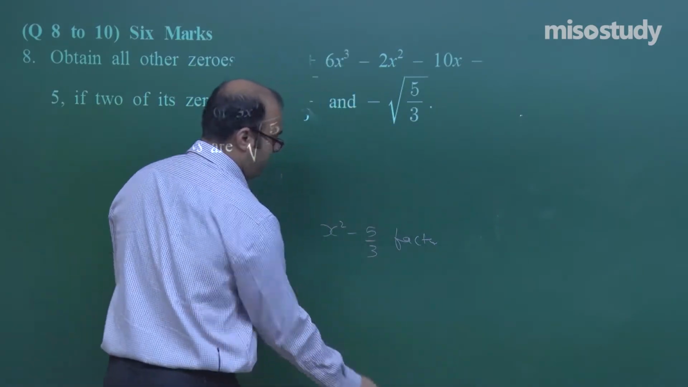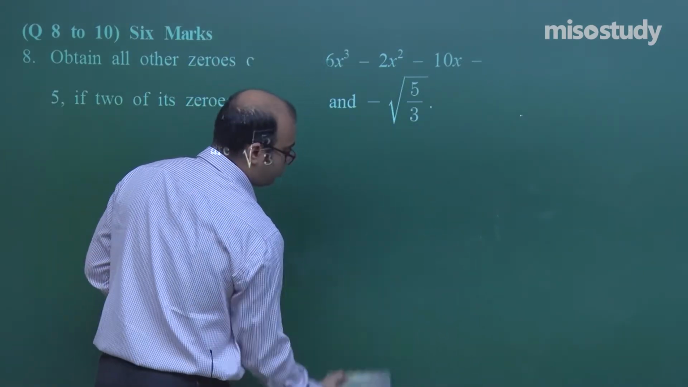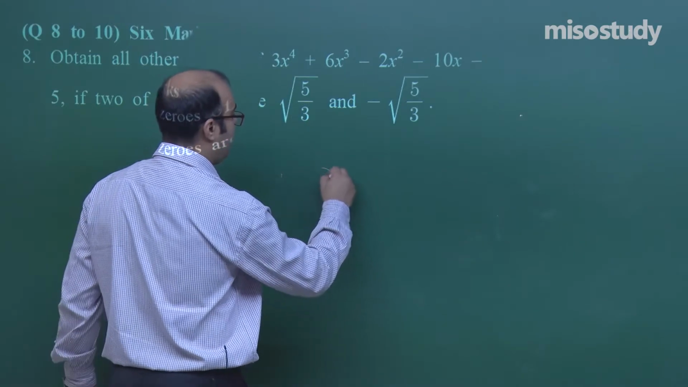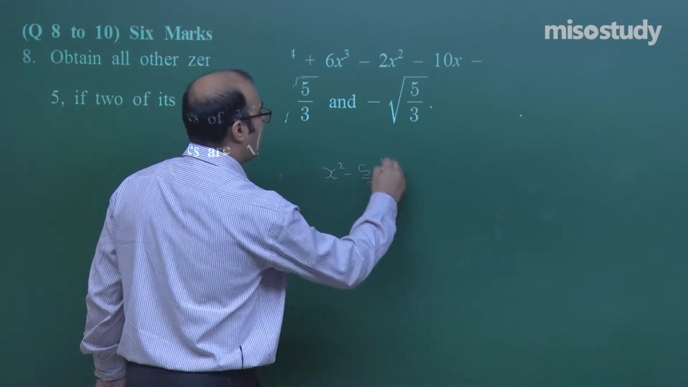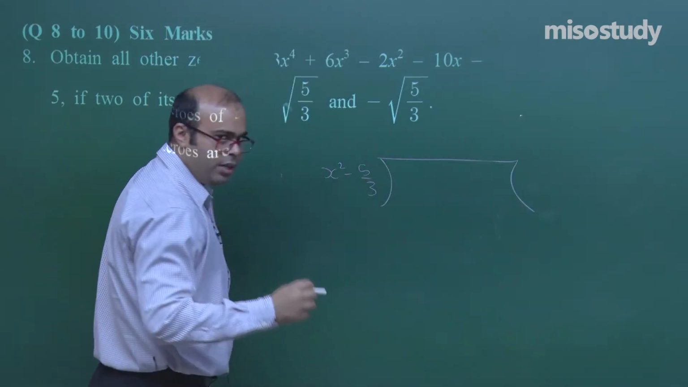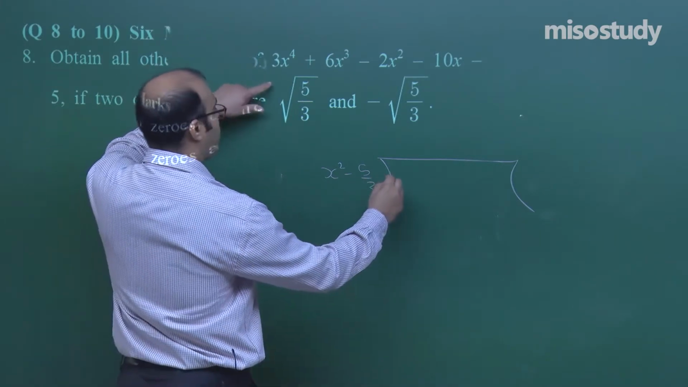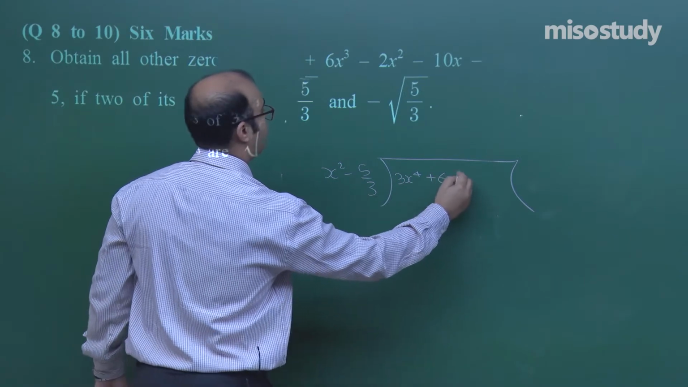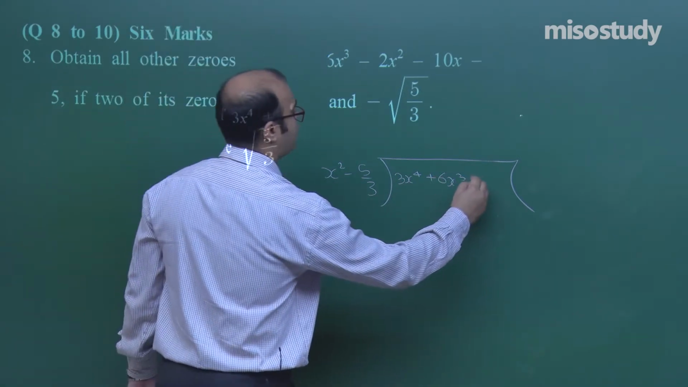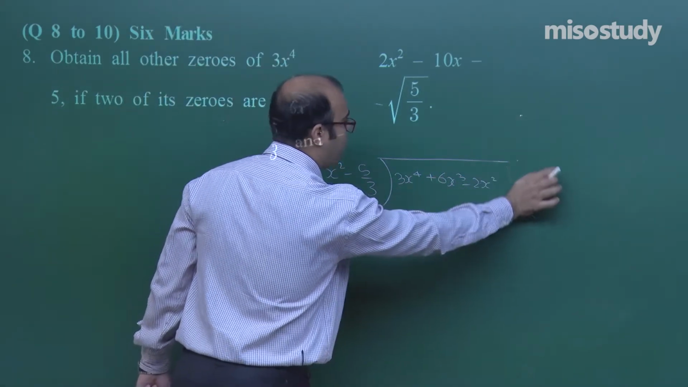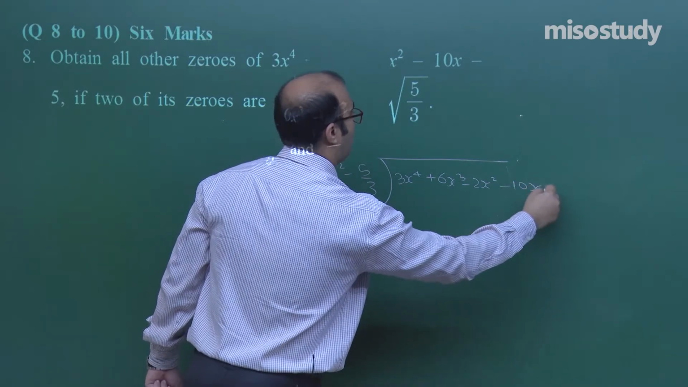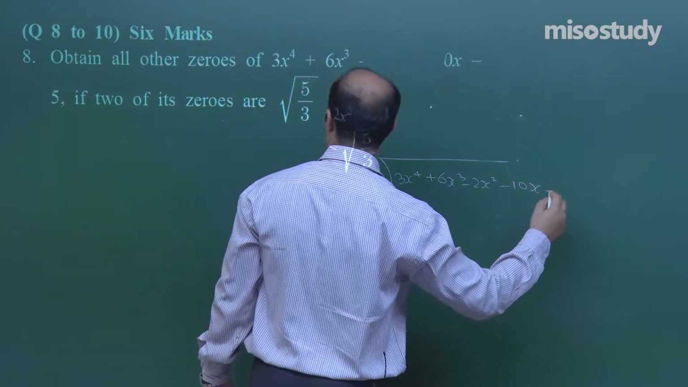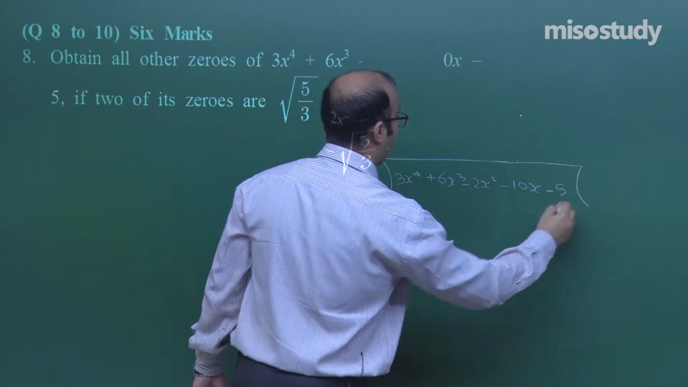When we divide that given biquadratic by x square minus 5 by 3, let us see what we get. Since it is a factor, it will definitely give remainder 0, otherwise the question will be wrong. 3x power 4 plus 6x cube, next term is minus 2x square, next term is minus 10x, and last term is minus 5. Now let us divide them.